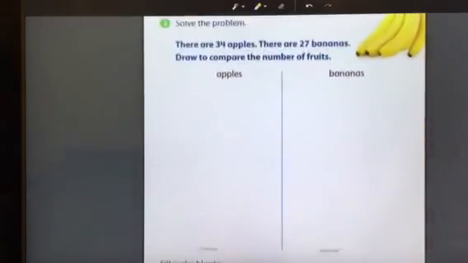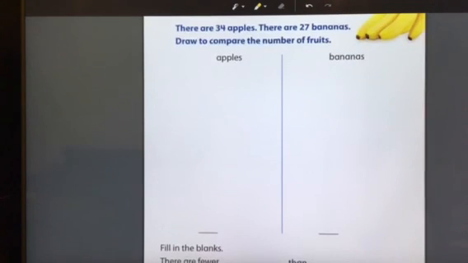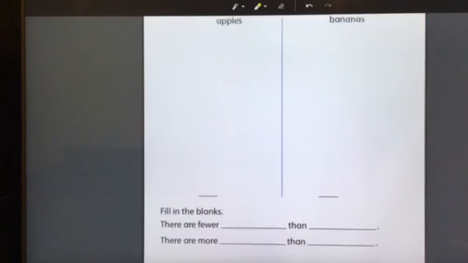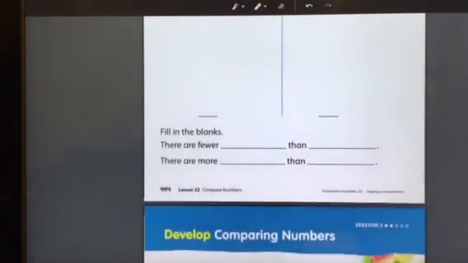So I'm going to read the problem again and have you solve this one on your own. There are 34 apples. There are 27 bananas. Draw to compare the number of fruits. So draw how many apples? Draw how many bananas? Write the numbers on the line. And then there are fewer blank than blank. There are more blank than blank. When you are finished, you have finished this lesson for today.